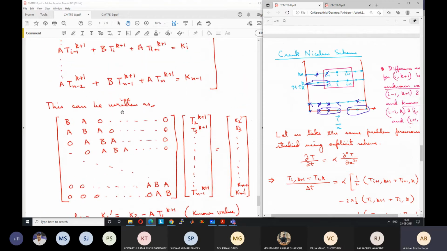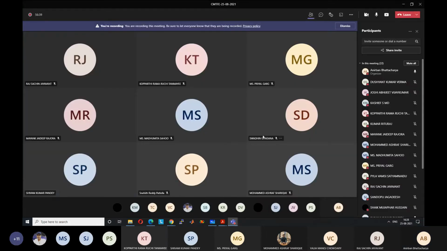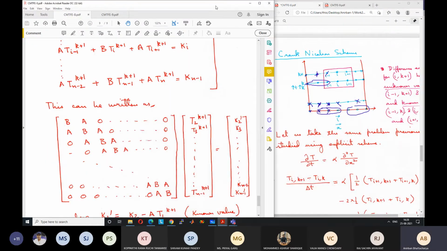Who answered this question? Shivam, good. What can be another situation apart from this, where we are using the same discretization scheme, not higher order, but still we have a pentadiagonal matrix? You have to think logically.